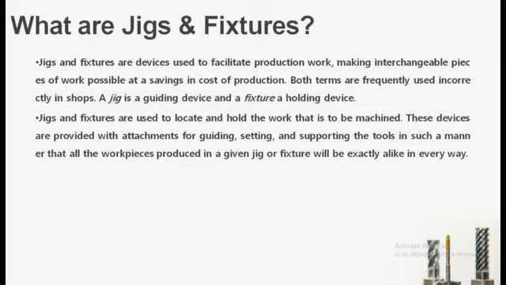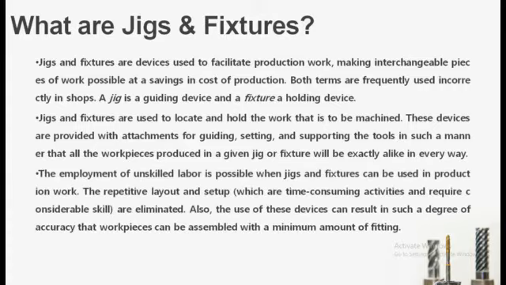These devices with attachments for guiding the tool and supporting the tool can be called a jig, whereas fixtures usually have different clamping devices and different locating devices that will hold the workpiece in its position to lock its degrees of freedom.